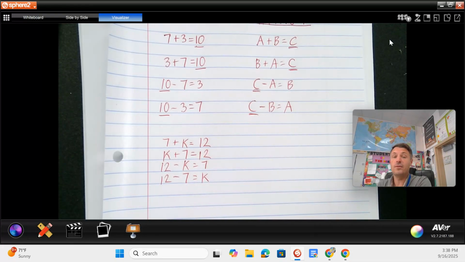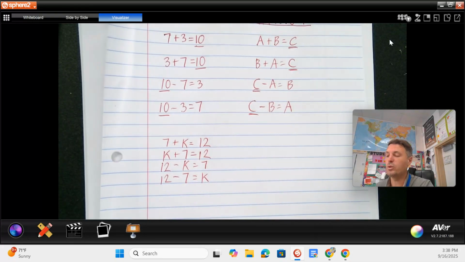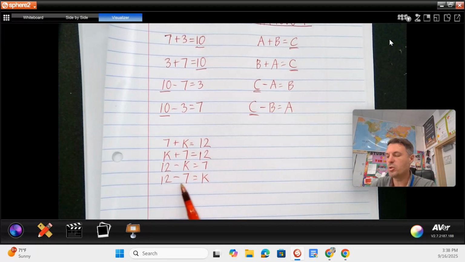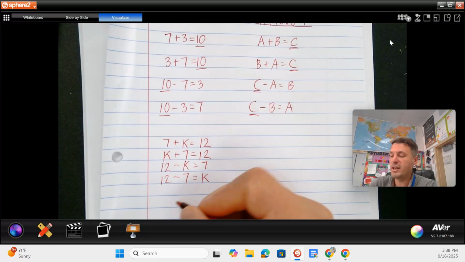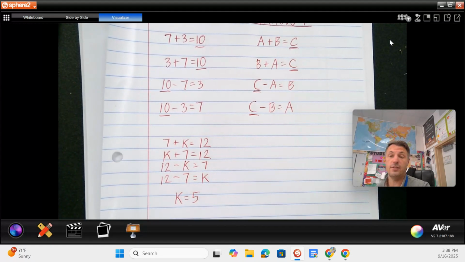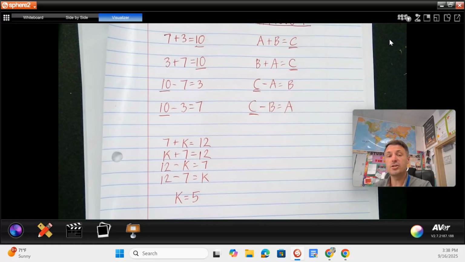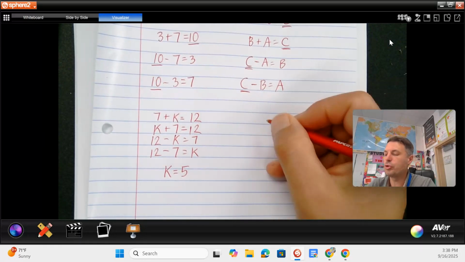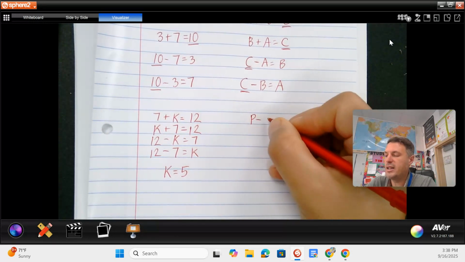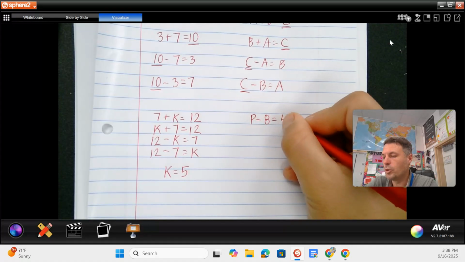And now we have the unknown on the right side of the equal sign. In order to find out what this k is, all we have to do is 12 minus 7. And so what's 12 minus 7? 12 minus 7 is 5, so k equals 5. Okay, let's do a couple more. Let's do it with subtraction this time. Let's say we have p minus 8 equals 4.